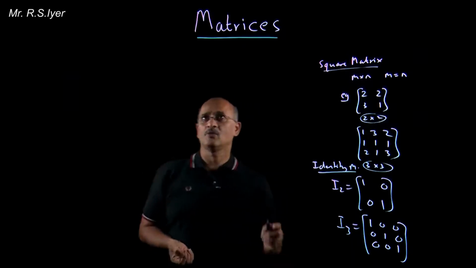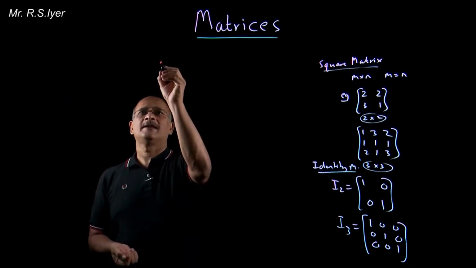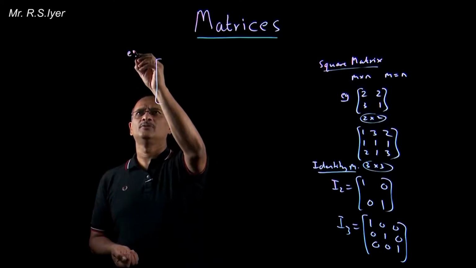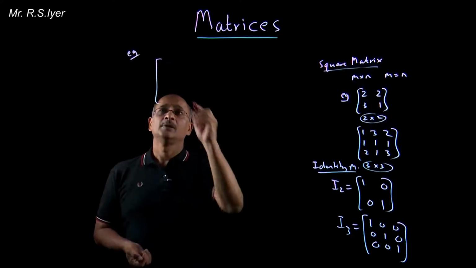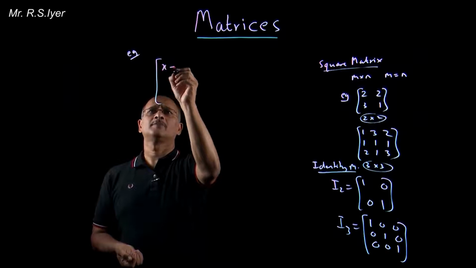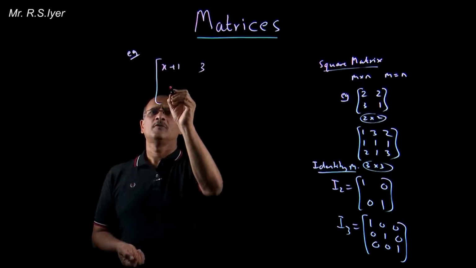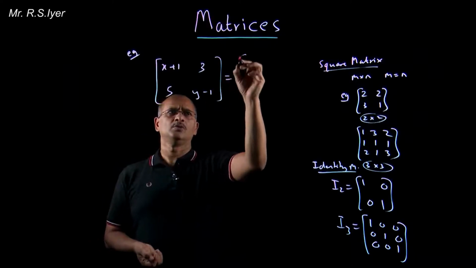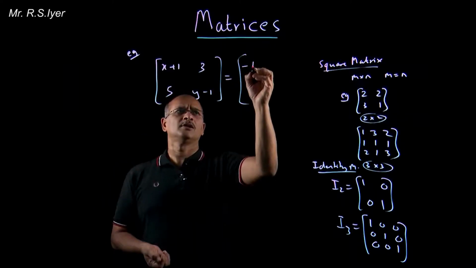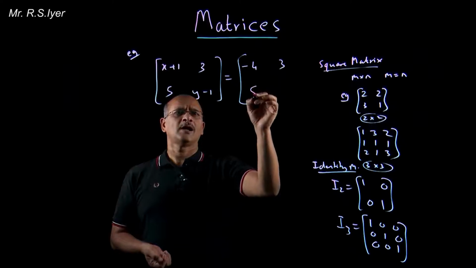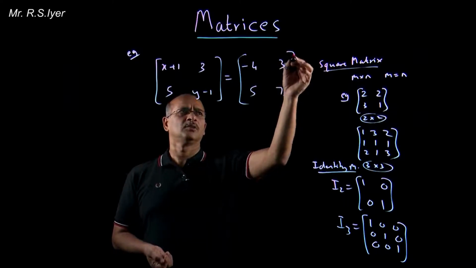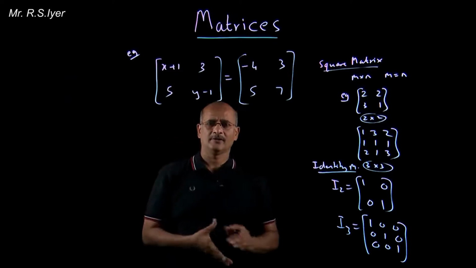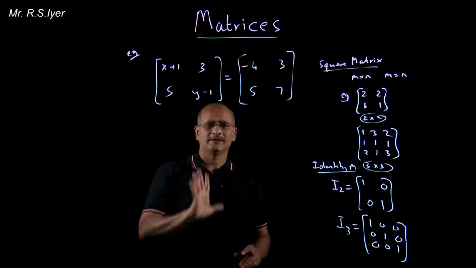So what is exactly equality of matrix? Please pay attention now. Suppose I am just giving an example to you. Suppose [1, x+1; 3, 5] is equal to [-4, 3; 5, 7], with y minus 1 in the last position of the first matrix. Now I have given you a situation where a matrix is equal to some matrix, and I ask you to find the value of x and y.